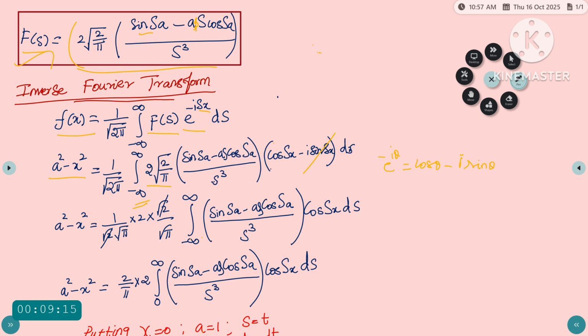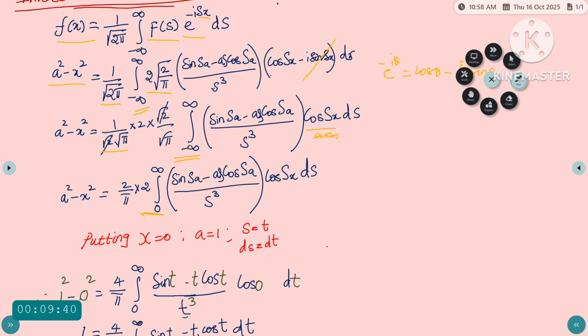Taking the constant term root 2 by pi outside, what is the answer? 1 by root 2 pi is root 2 into root pi, into 2 root 2 by pi. Root 2 and root 2 are cancelled, so the remaining value is the following. So here the limit is minus infinity to plus infinity. The cos sx is an even function, so you can write it as 2 into integral 0 to infinity of (sin sa minus as cos sa) by s cube into cos sx ds. This is our answer.